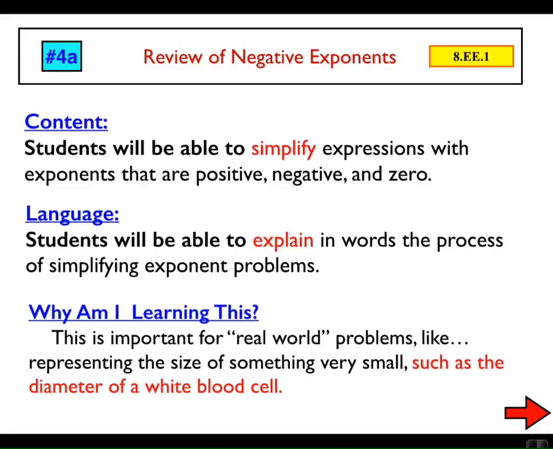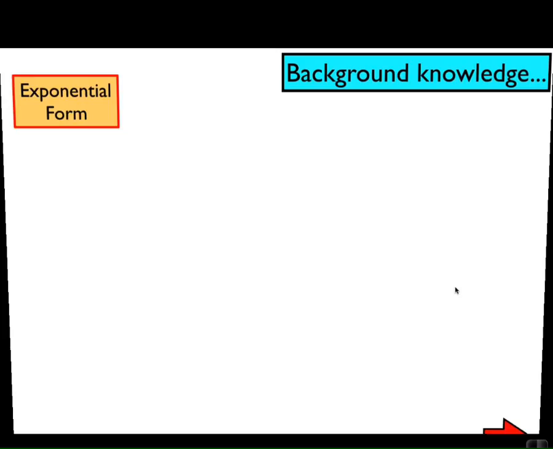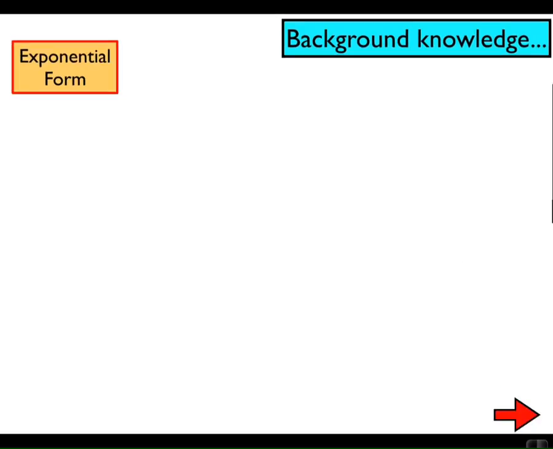Why am I learning this? Well, it's important for real-world problems like representing the size of something very small, such as the diameter of a white blood cell. So right now I'm going to go over a lot of background knowledge, so just put your pens and pencils down and please take a look up at the screen.